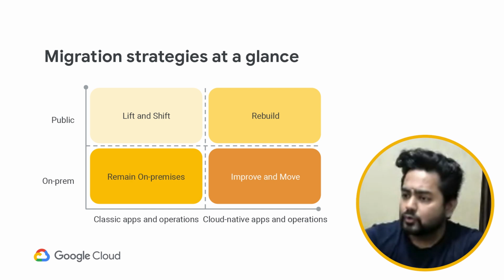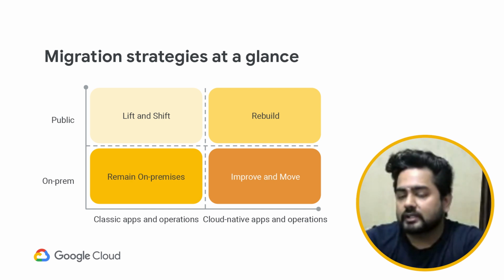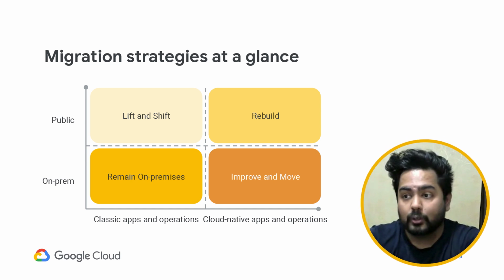And you can improve and move, which is where you make some tweaks. Let's say your application was never ready for the cloud, so you make the necessary tweaks and then move to the cloud. Those are the different cloud migration strategies that we're going to talk about. So let's talk about them one by one.